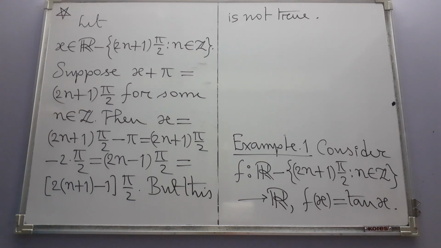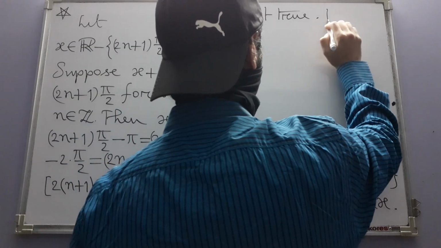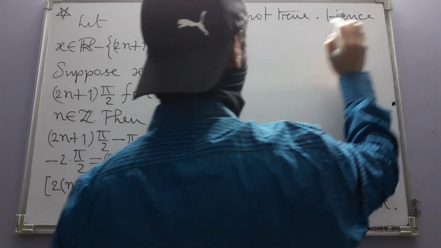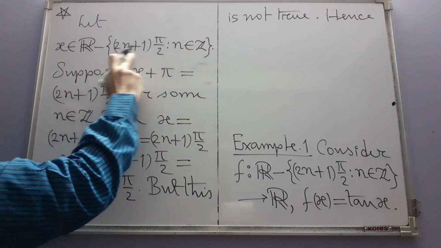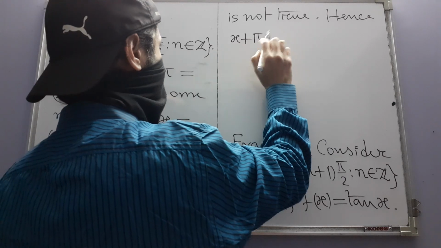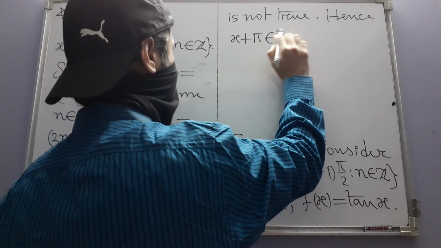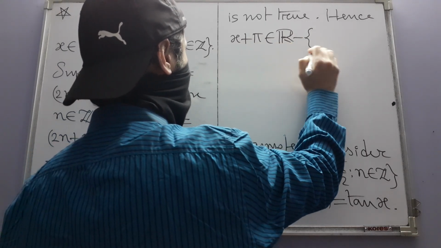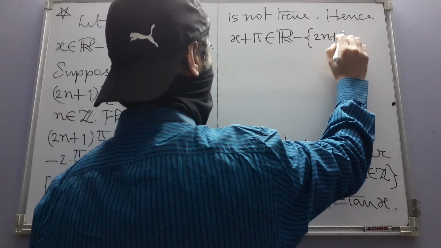So that means our supposition is wrong. Hence, x plus pi cannot be in the removed set. So x plus pi belongs to the original domain.